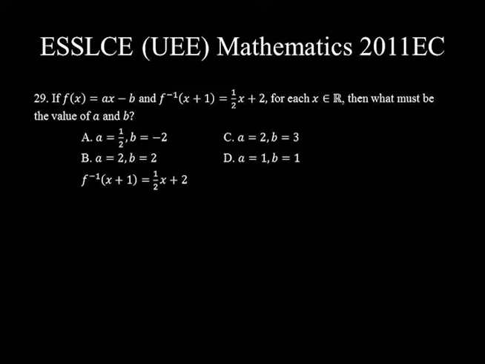F inverse of x plus 1 is equal to 1 over 2x plus 2. Let's take f of both expressions. F inverse of x plus 1 is equal to f of 1 over 2x plus 2. F inverse of x plus 1 means x plus 1, which is equal to, plug in 1 over 2x plus 2 to x, we will find a times 1 over 2x plus 2 minus b.